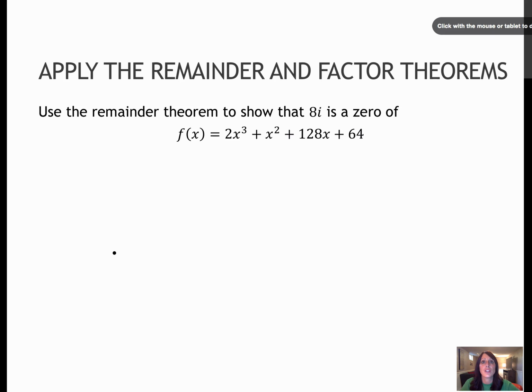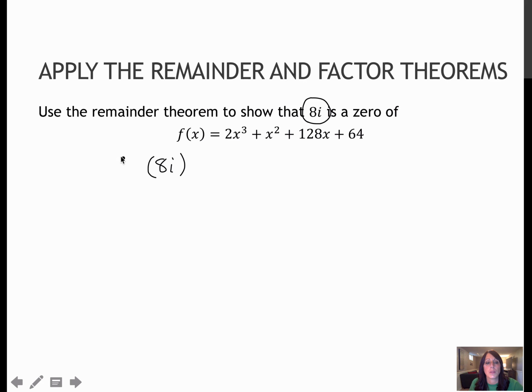Here's one using an imaginary number. So show that 8i is a 0. We can do this just as we did before. 8i, I'm going to plug that in for f. So 2 times 8i cubed plus 8i squared plus 128 times 8i plus 64.